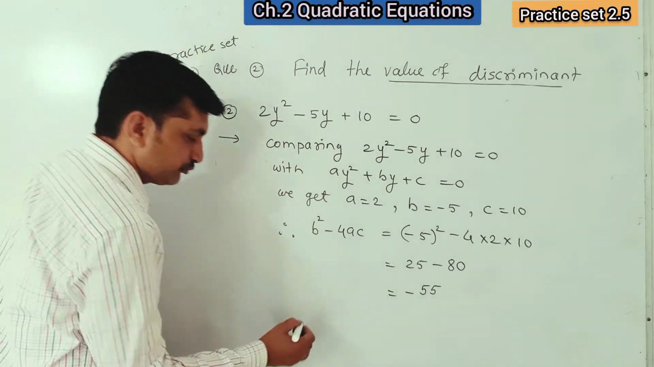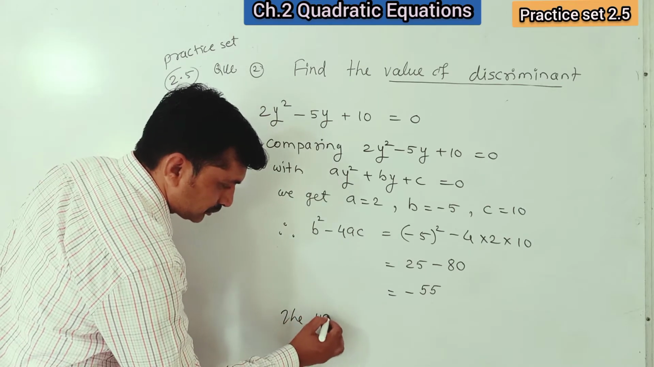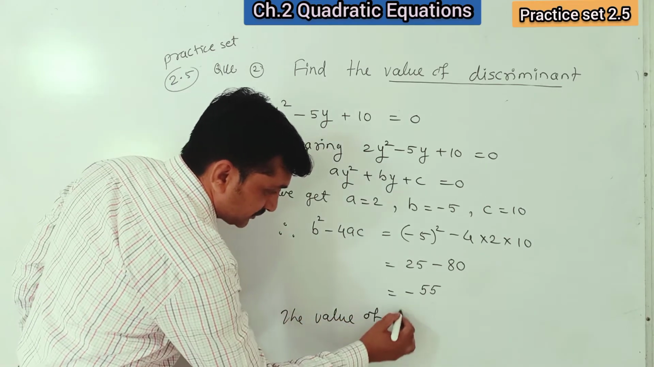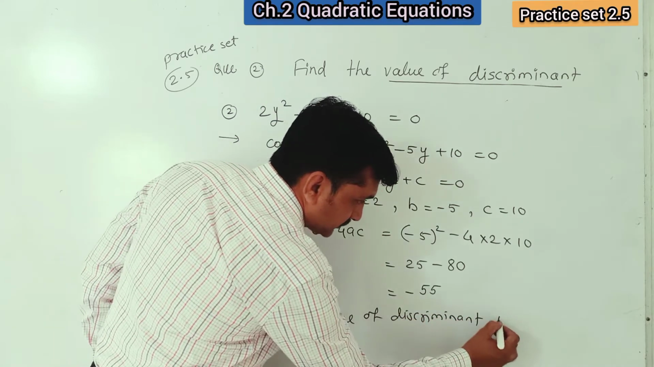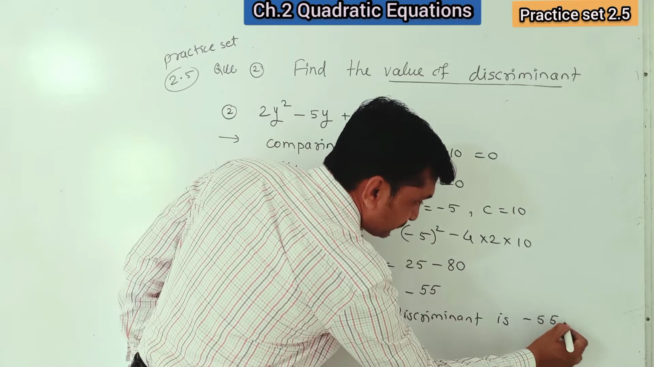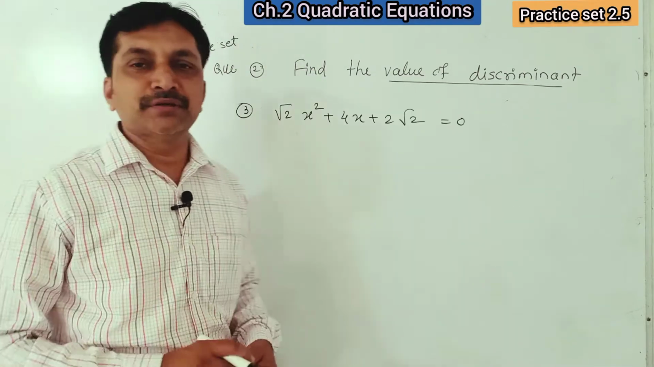Right, negative value we got. Therefore the value of discriminant is minus 55. Example number 3.